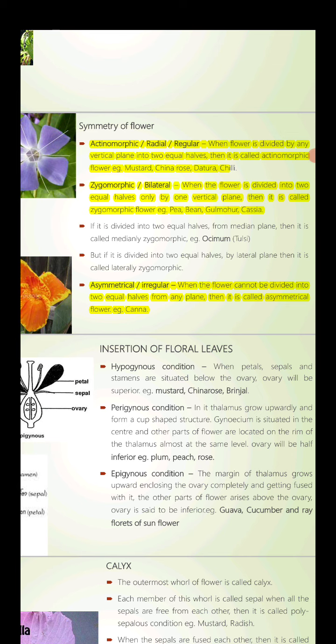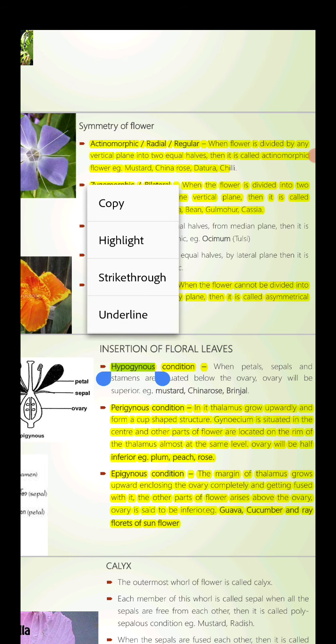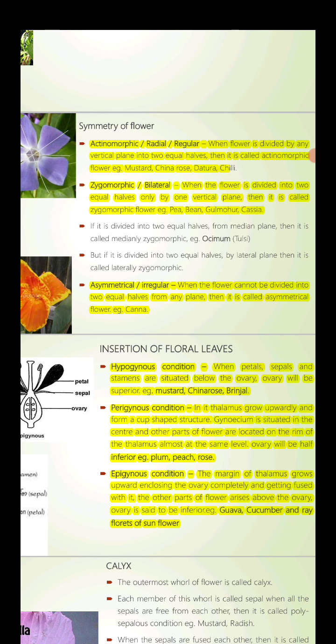Next thing is the insertion of the floral leaves. There are actually three types of forms of thalamus as regards the insertion of carpels in relation to other floral organs. So they are the hypogynous condition, perigynous condition and the epigynous condition.